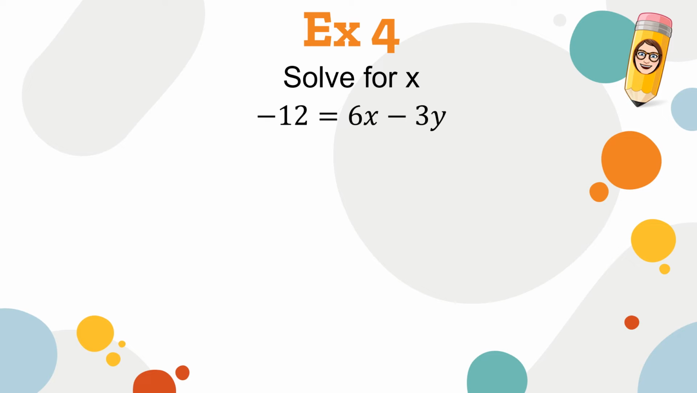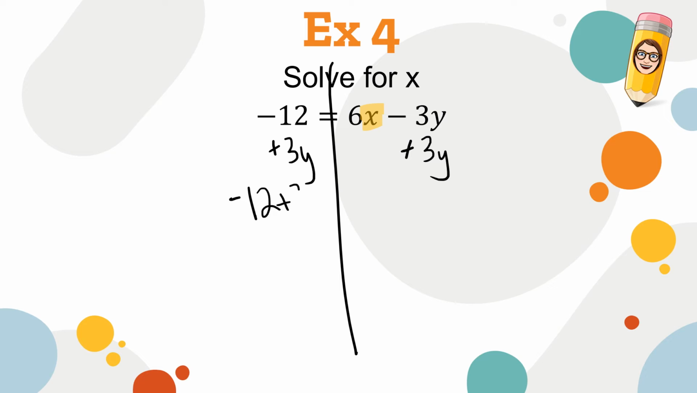All right, example 4. Notice it's exactly the same, but this time we're going to solve for x. So instead of -3y, let's add 3y. I'm going to have a -12 plus 3y. I write it as I read it. Since they're unlike terms, we can't add or subtract them.